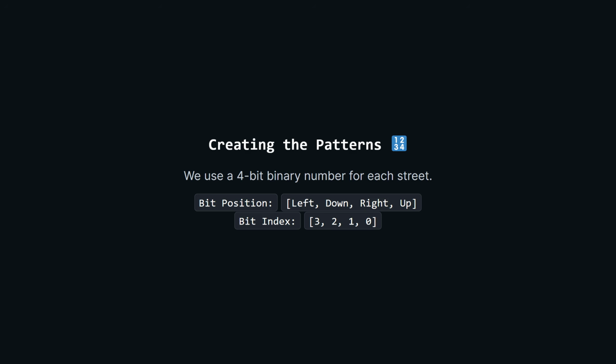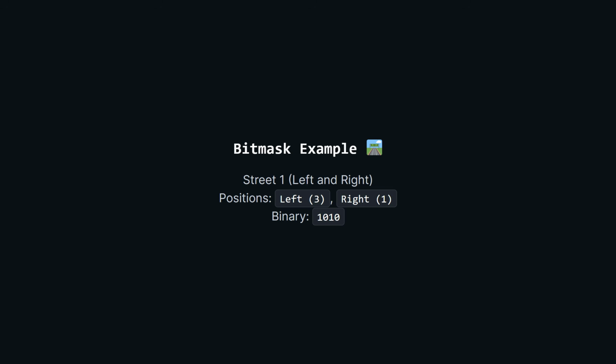Now we can represent every single street type as a 4-bit binary number. Each bit represents one of our directions. If a street goes in that direction, we set the bit to 1. Otherwise it's 0. For example, street type 1 goes left and right. Those are bit positions 3 and 1, so its binary representation becomes 1, 0, 1, 0. We map out all 6 streets this way into a pattern dictionary.